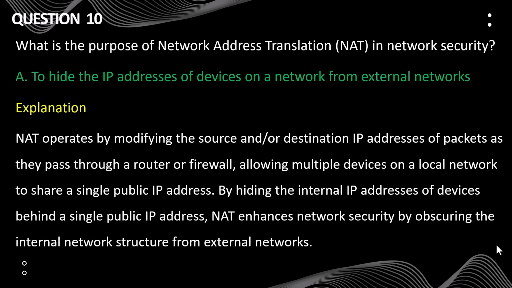The NAT hides the private IP address behind a single public IP address, so it enhances the network security by hiding the internal network structure from external networks. This prevents direct access to internal devices from external sources and thereby reduces the likelihood of potential attacks and unauthorized access. So that is the primary purpose of NAT, or network address translation, in network security.